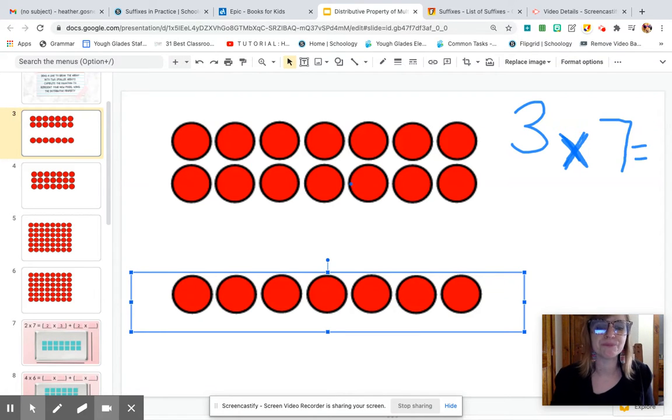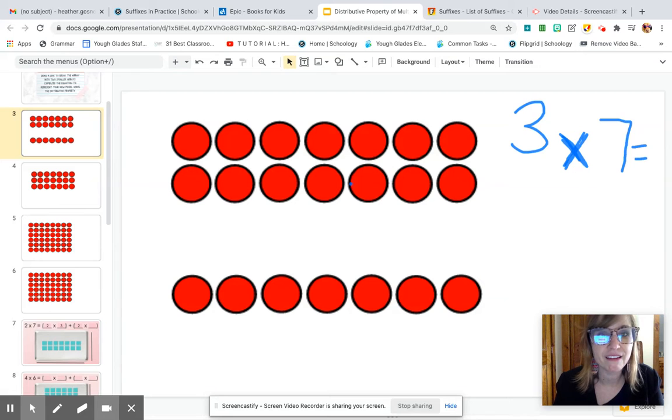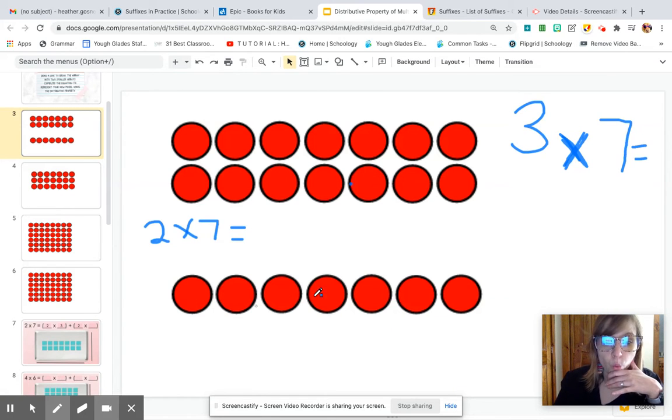Let's see how that works. So I just took the array 3 times 7 and I split it into 2 easier arrays. So here are my new arrays. My new arrays are 2 rows of 7. That didn't change because I know I have 7 columns still. So I have 2 rows of 7 here. And down here, I have 1 row of 7. My columns didn't change at all.